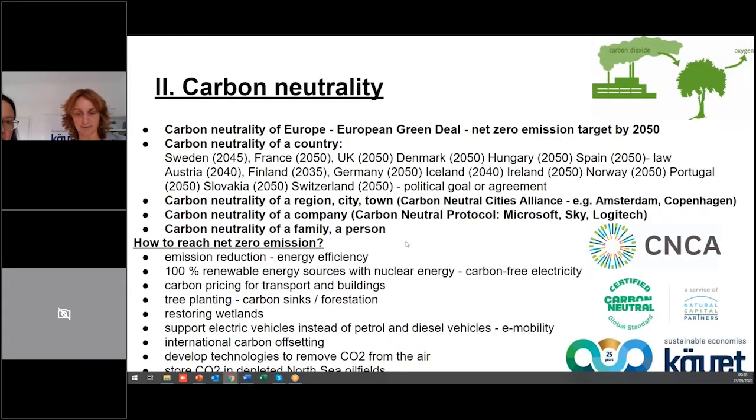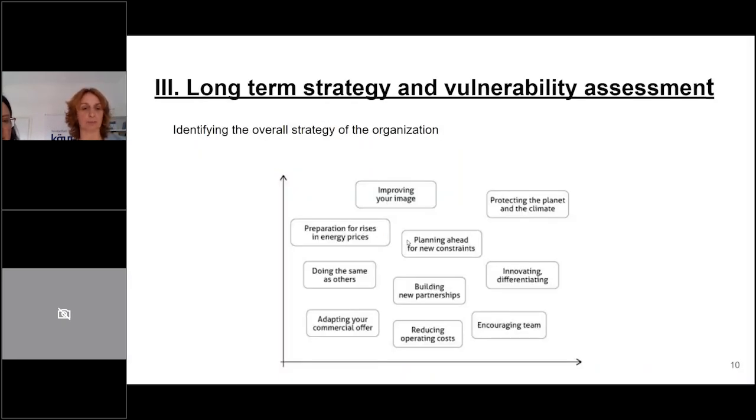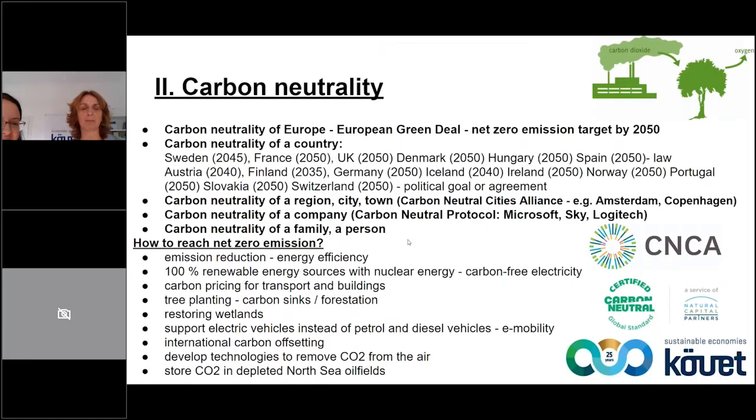Oh, something happened. Cannot see now. And the next would be, if I can have back the slide, please. Yes, thank you. You can also think about the carbon neutrality. It could be about a region. No, the previous one. It could be about a region or a town or a city.